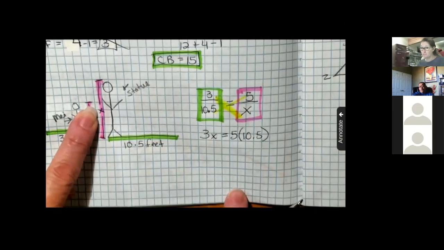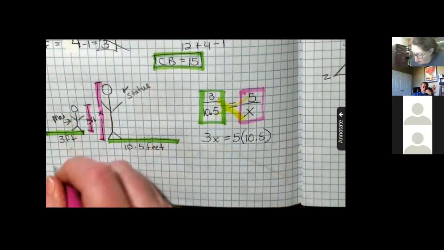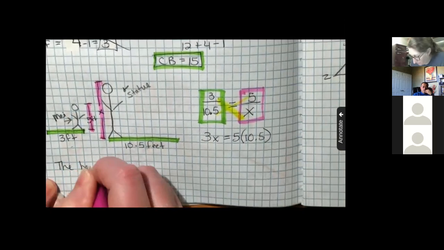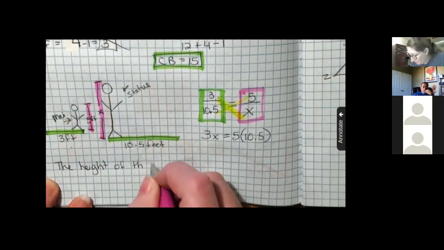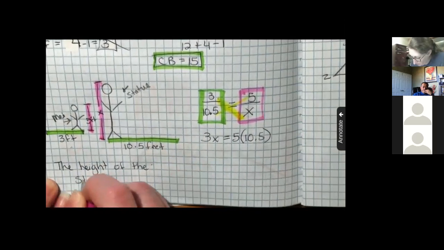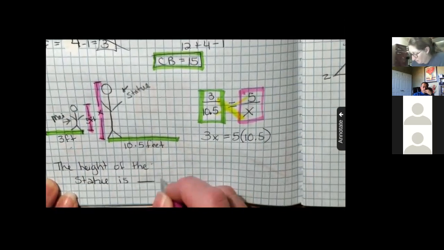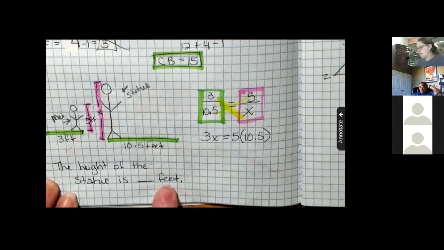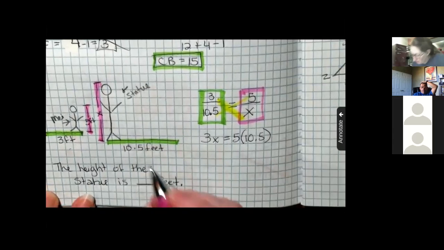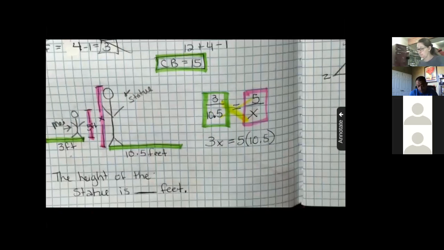It's a word problem. So that means you have to answer using words. So I'm going to give you a little hint. It says, what is the height of the statue, right? The height of the statue is, and I'm going to put a blank here, feet. This is important. Feet. You have to have feet. So you're going to fill in the blank with the X after you solve the math.